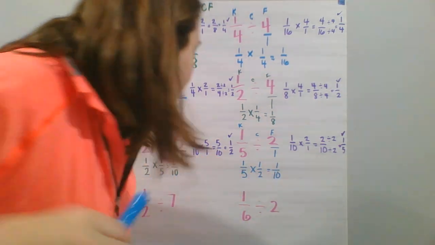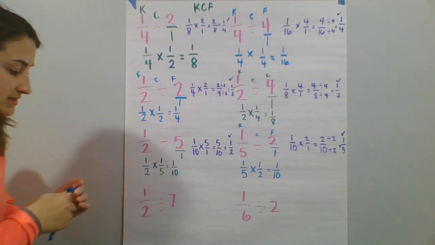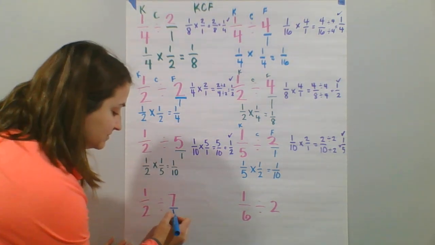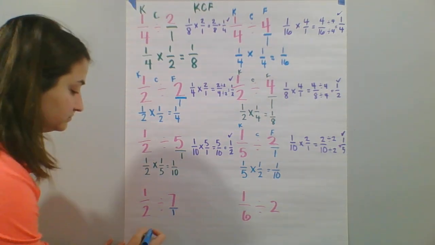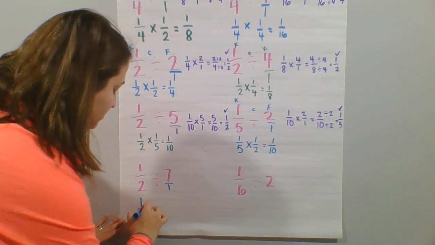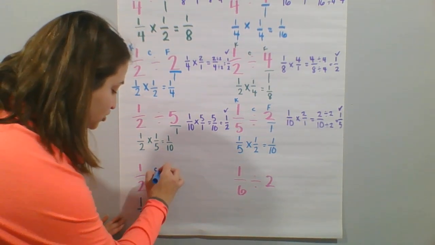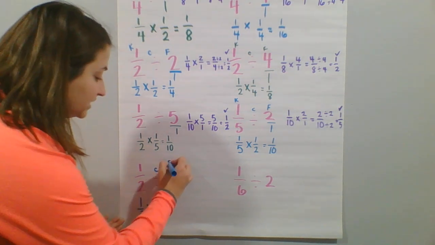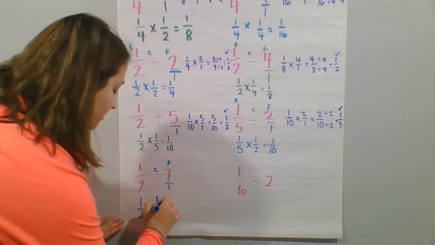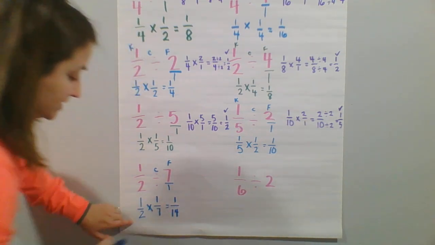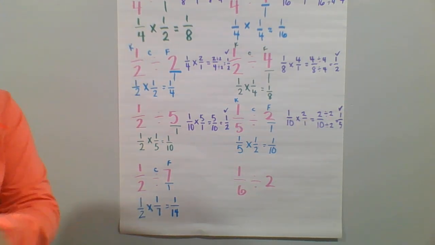All right, we have 2 more examples. 1/2 divided by 7. 7 becomes 7/1. 1/2 is going to stay the same. We're going to change that division to multiplication, and then we're going to flip 7/1 to become 1/7. We multiply straight across and get 1/14.